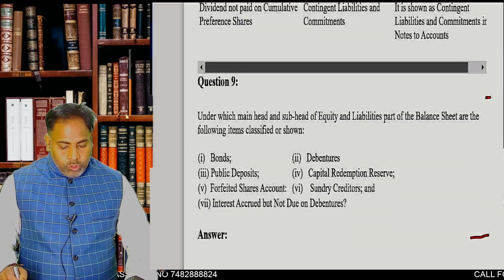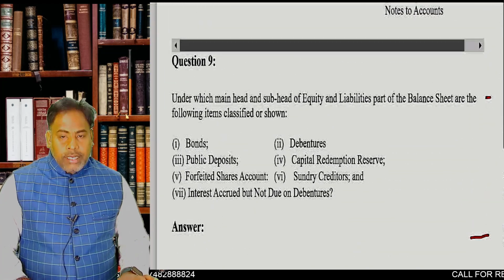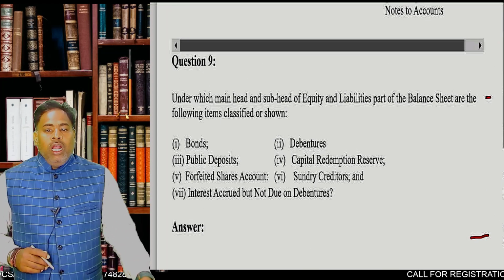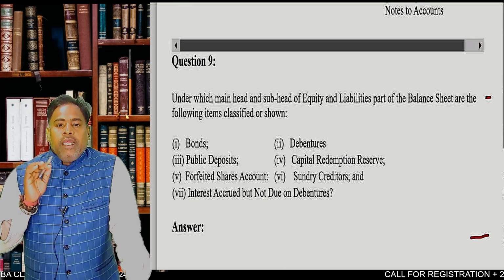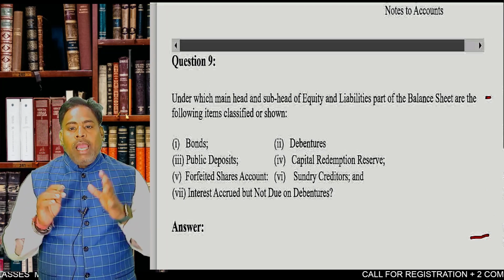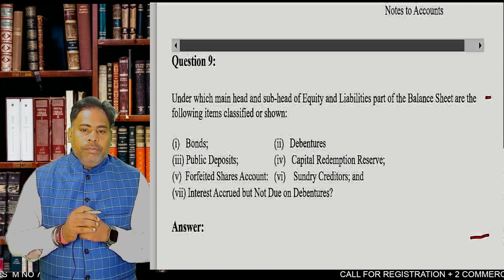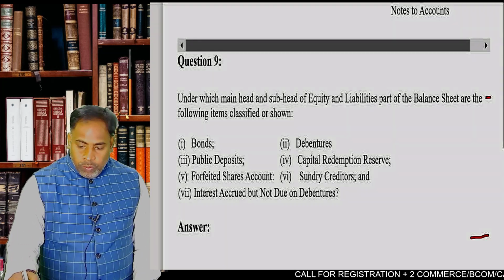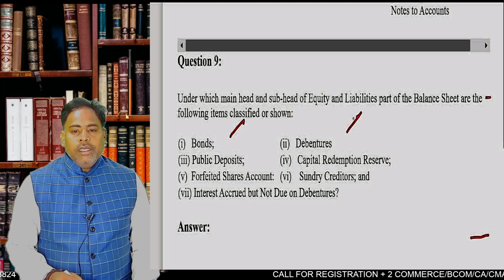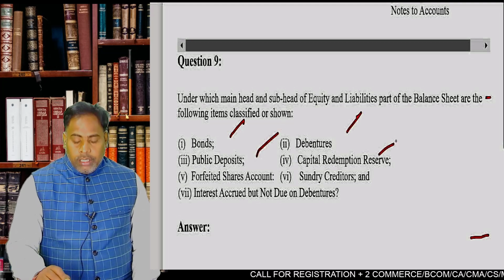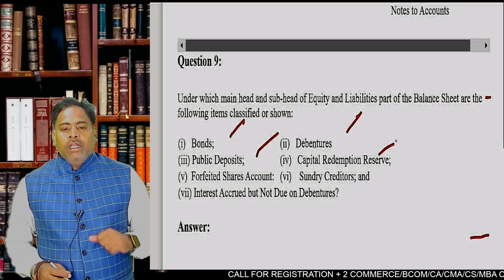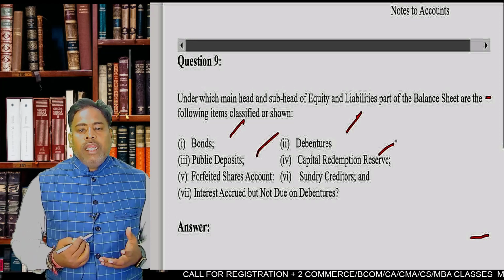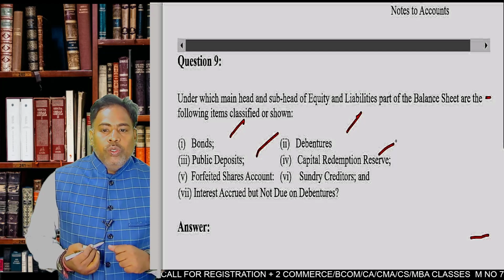Next question, I am covering question number 19. Under which main head and subhead of the equity and liability part of the balance sheet will the following classes of items be shown? Bonds, debentures, public deposits, share redemption reserve, forfeited shares account, sundry creditors, and interest accrued but not due on debentures.